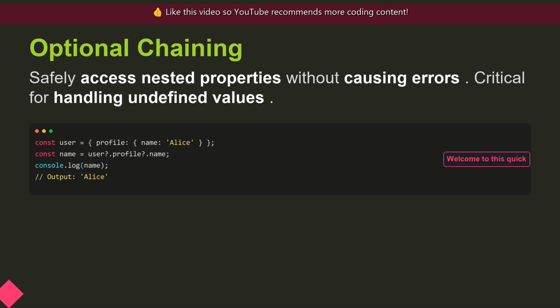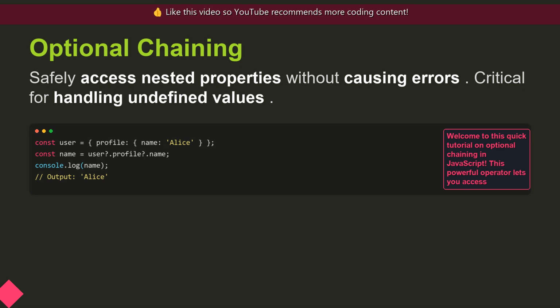Welcome to this quick tutorial on optional chaining in JavaScript. This powerful operator lets you access deeply nested properties without worrying about undefined errors. It's a game changer for working with APIs and user data where some properties might be missing.